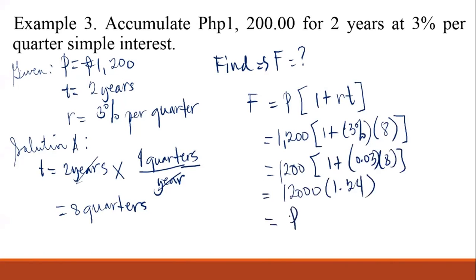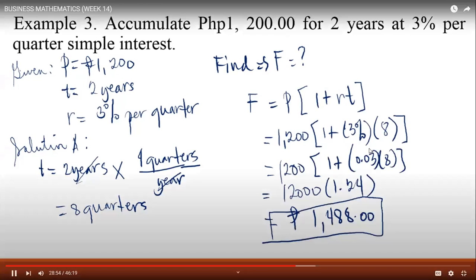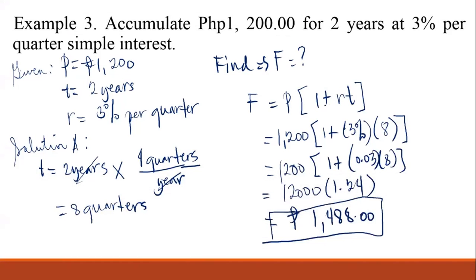So calculate, this is equal to 1,488 pesos. So ito na yung maturity value ng 1,200 pesos na principal mo with 3% interest. Ayan, quarterly for 2 years. Okay, so yan yung una nating solution.